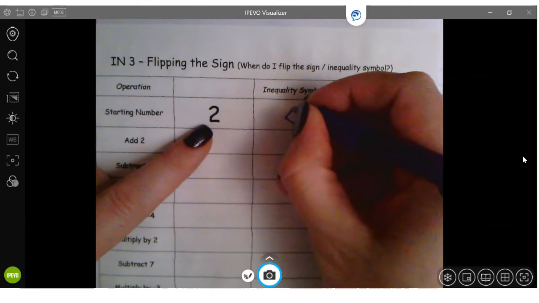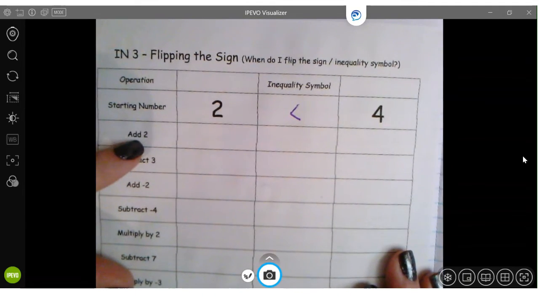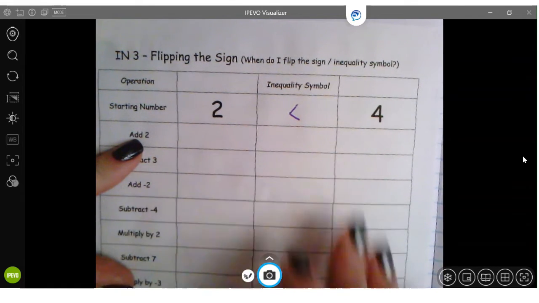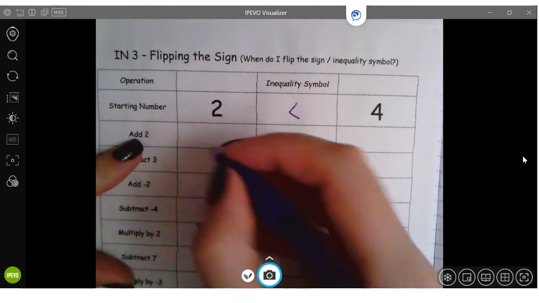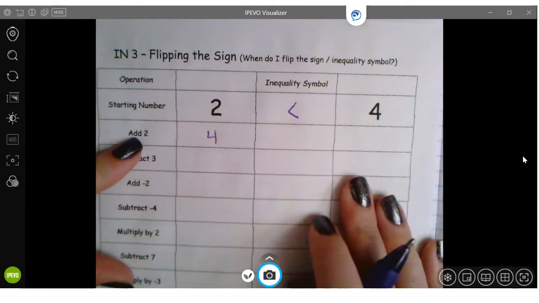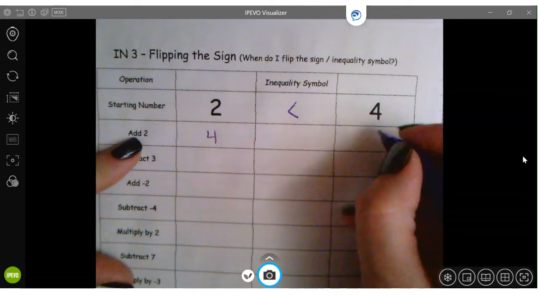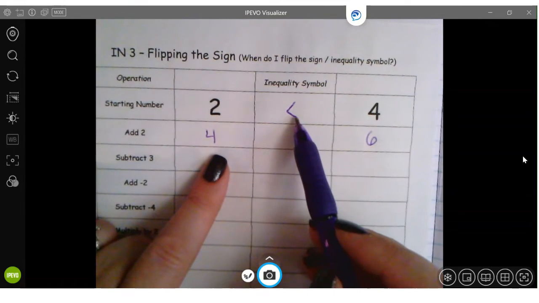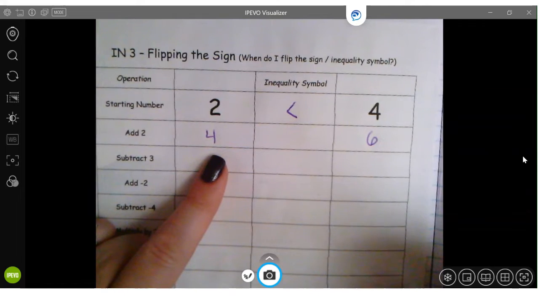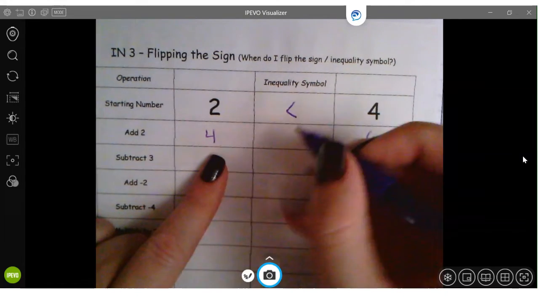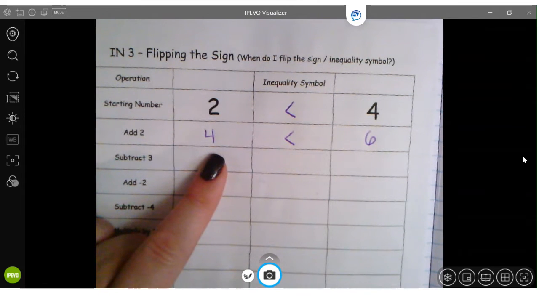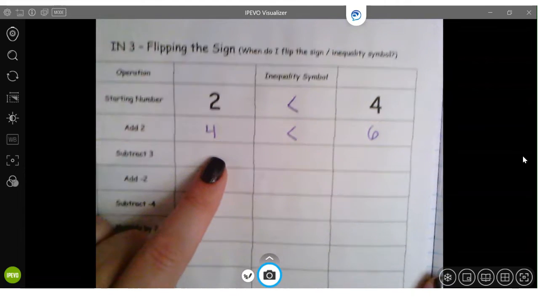Now, as we go down here, we're just going to perform this operation on the number above it. It says add 2. So I'm going to add 2 to the number above it. 2 plus 2 gives me 4. If I add 2 to 4, that gives me 6. Then I'm going to figure out, what inequality symbol do I have? Do I still have a less than sign, or do I need to turn it around and make it greater than? Well, 4 is less than 6 in the same way that 2 was less than 4. So if I add 2 to each number, my inequality symbol stays the same.